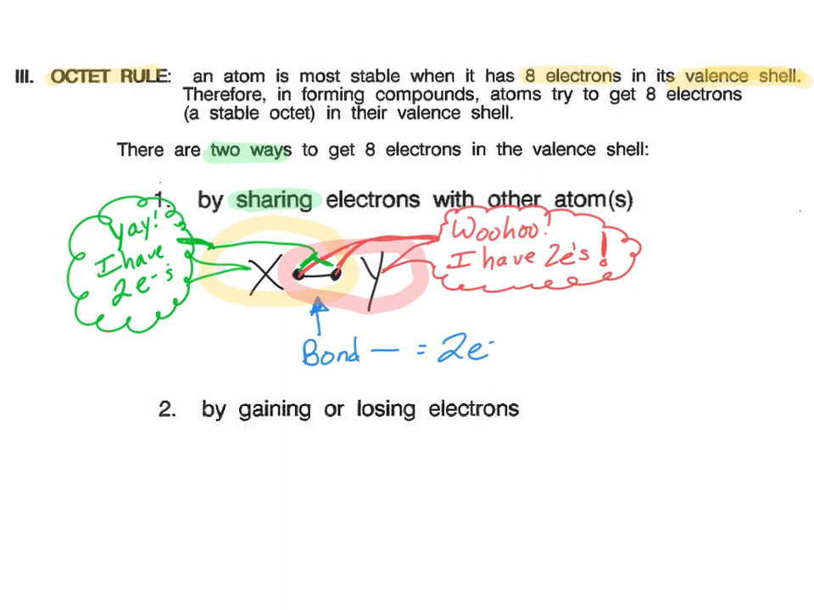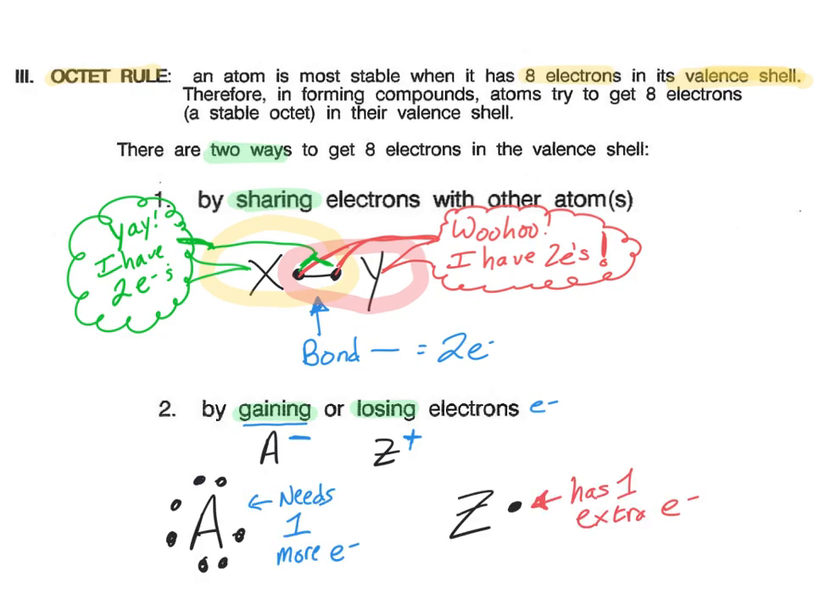The second way to get to 8 electrons is to gain or lose electrons. If we gain an electron, we get a negative charge. If we lose an electron, remember electrons are negatively charged, if we lose an electron, we get a positive charge. How do you know if you're going to gain or lose electrons? Well, it depends upon how many electrons you have. If you only have 1 electron, it's easier to lose 1 electron than to add 7. So we're going to look at how many there are, and that'll be on our next section.